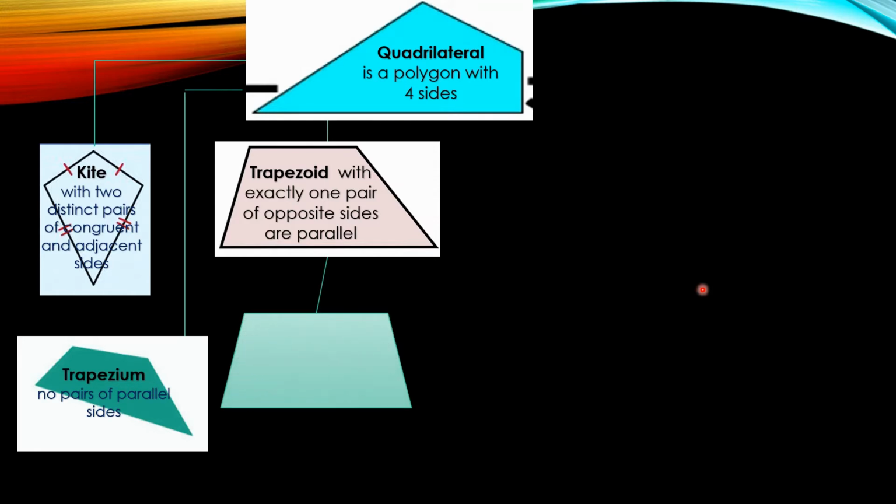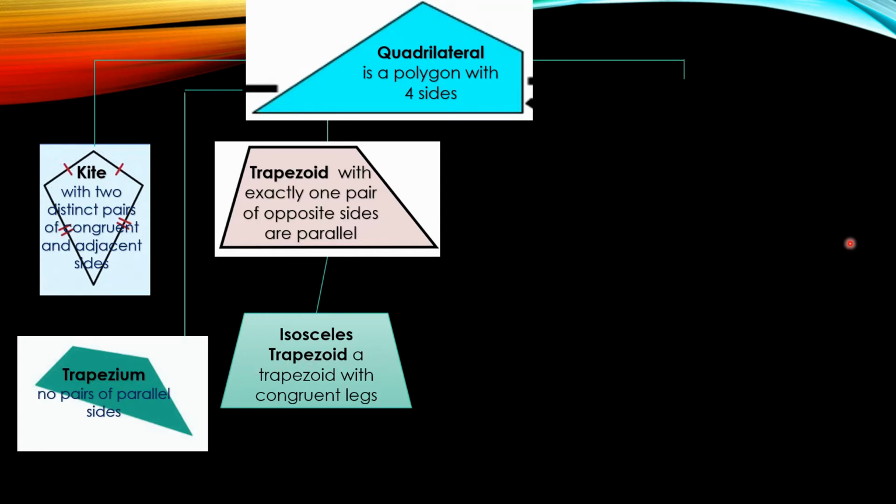So, under trapezoid, we have the isosceles trapezoid. Isosceles means having congruent legs. So, a pair of parallel sides. The upper part and the lower part are the sides which are parallel. And the congruent sides are the left side and the right side. So, these sides are congruent legs. This is called legs.